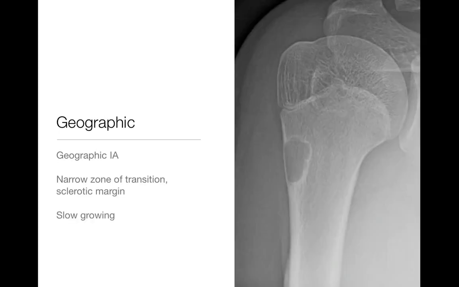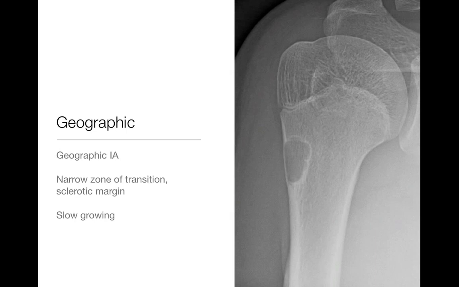So lytic lesions, we can define their border and talk about differentials based on their border and their zone of transition. They're really divided into three main types, which are categorized as geographic 1A, geographic 1B, and geographic 1C. Now, don't let that intimidate you. It's not really important whether you know what geographic 1A or 1B or C is, or even that you use that in your report when you're describing the lesion. It's really the principle that's important.